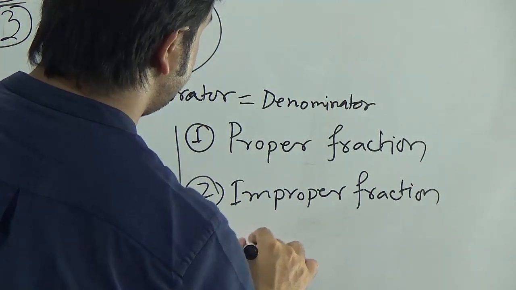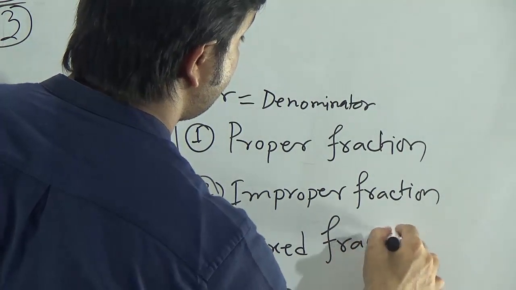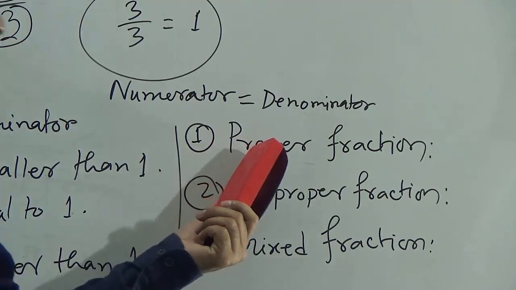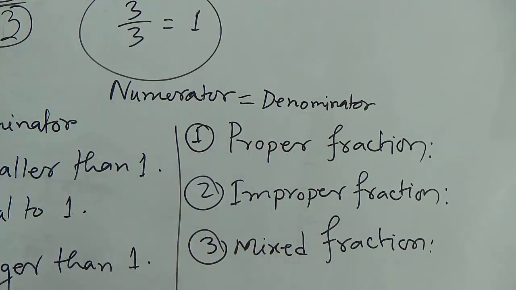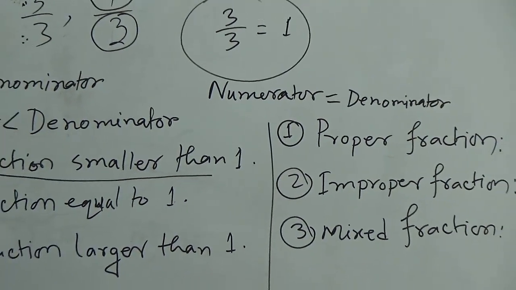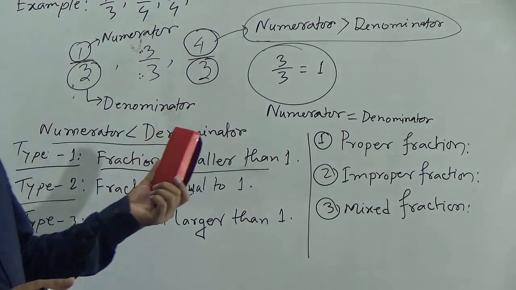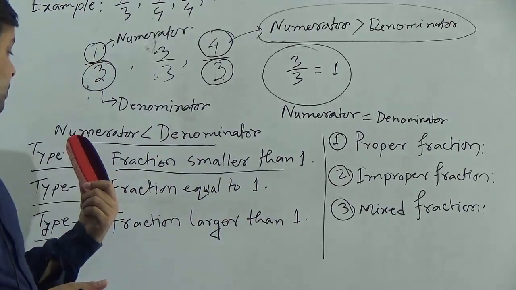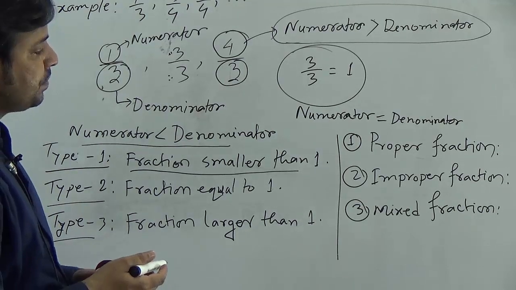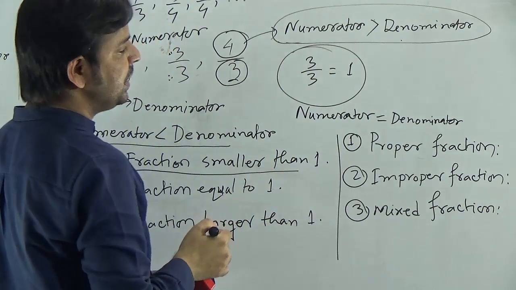And third one is mixed fraction. Dear students, proper fraction means the fraction which is smaller than 1. It means that the numerator will be smaller than the denominator. In that case, the fractions are said to be proper fractions. Improper fraction means that the numerator will be greater than the denominator.